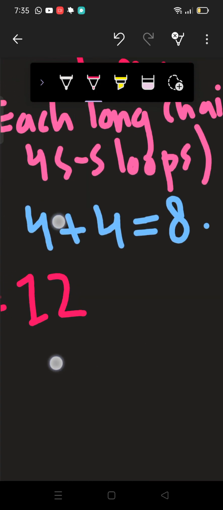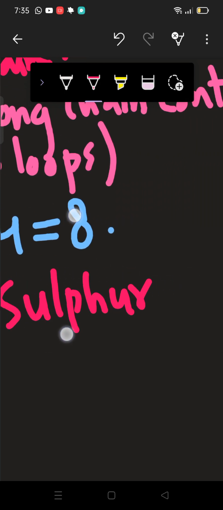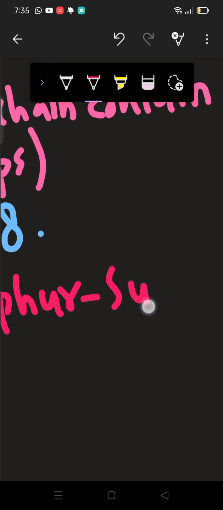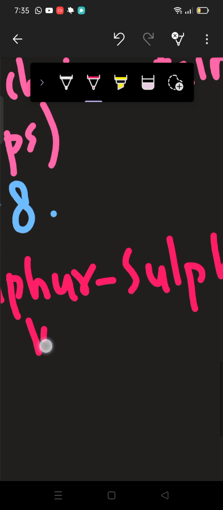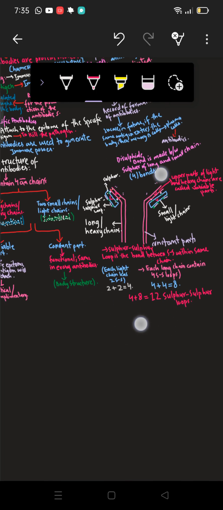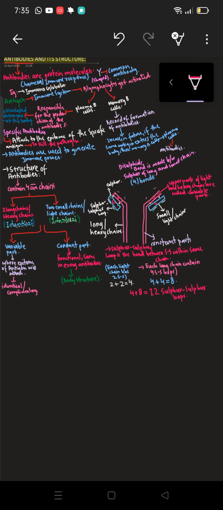So we have a total of 12 sulfur loops. I hope this is clear to you. What's the difference between sulfur loops and disulfide bonds? We have 4 disulfide bonds, and we have 12 sulfur loops. So this was all for today, as we have discussed the structure of the antibody.